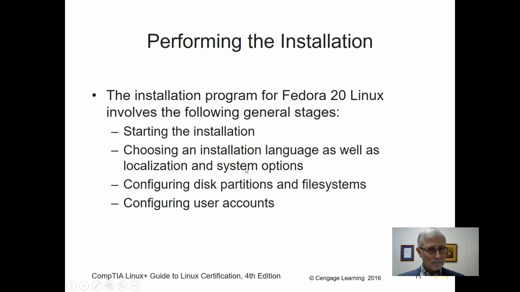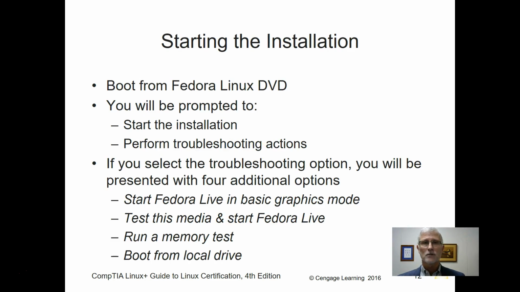Now, when you're doing a normal installation of Fedora, it involves some general stages. One, it starts the installation. Then you've got to choose what language and locations, and they'll ask you some questions on system options. Then we'll talk about configuring disk partitions and file systems, and then user accounts. So those are the 4 major categories, stages that it goes through.